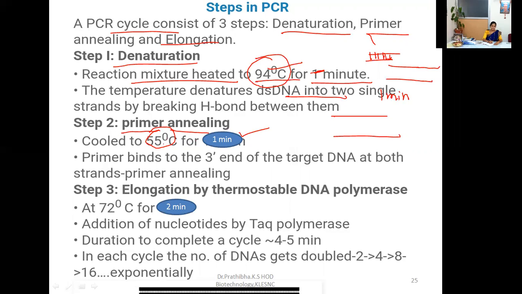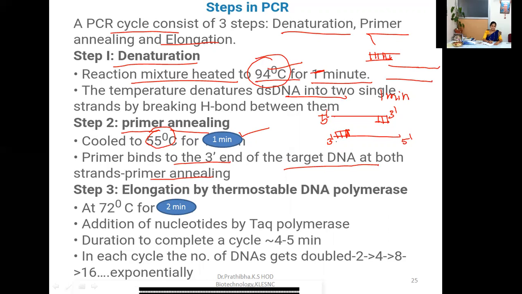Another 1 minute, when we reduce the temperature to 50 to 60, for example 55 degrees Celsius, the primer goes and binds to the 3' ends of the target DNA at both strands. That is known as primer annealing, on both these strands. For example, if this is the 5', then opposite 5' is always 3', and this will be 5'. So primers bind to the 3' end of the target DNA. Here one primer goes and binds here, and here one primer goes and binds.